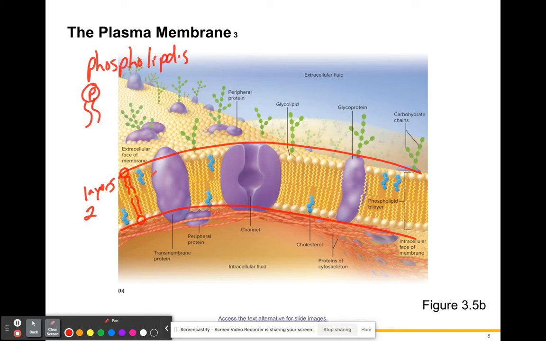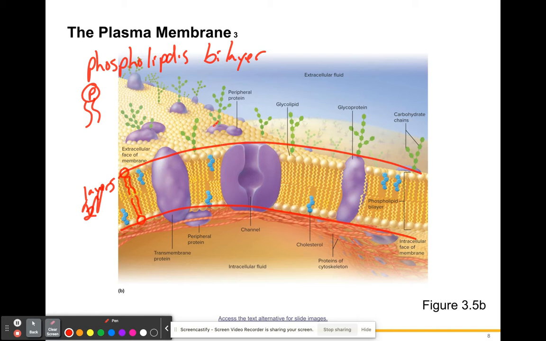And it's a two-layer system, right? So you have this one layer here, this other layer here. They point at each other, kind of with the lipids. And this causes a phospholipid bilayer. That's what we call the two layers, right? We want to call it a phospholipid bilayer. Okay, so the majority of your cell membrane are these phospholipids in this bilayer. But then you have other things embedded in the membrane. These big purple things are called proteins.